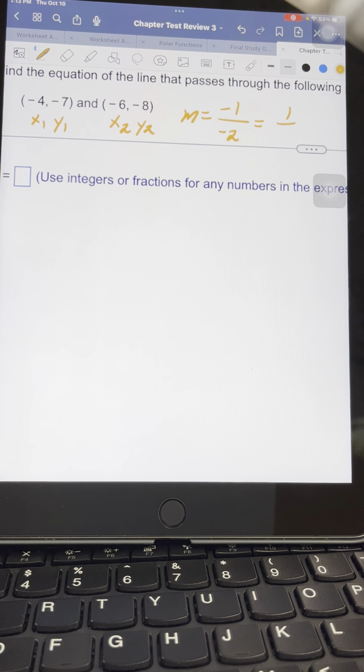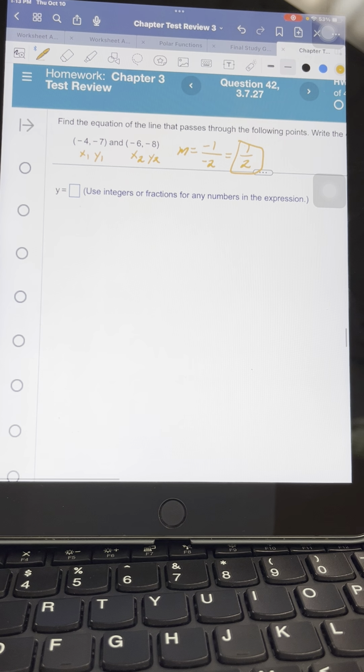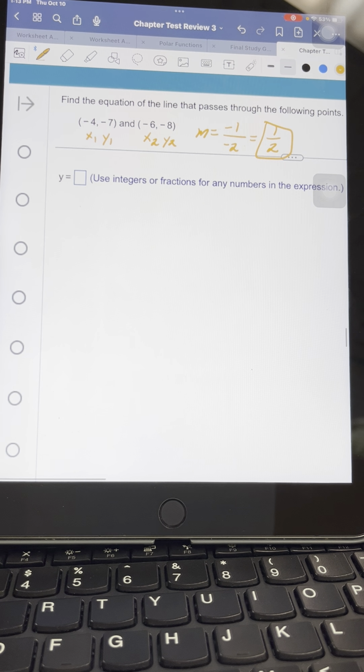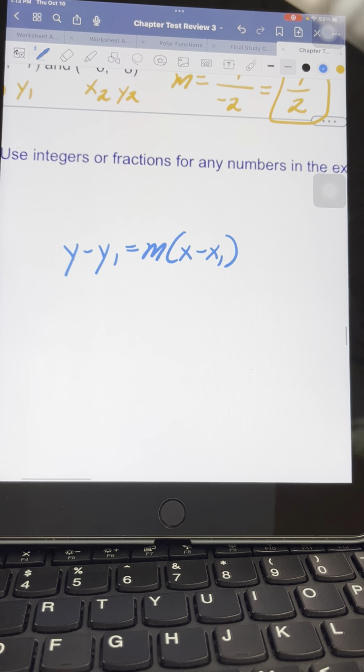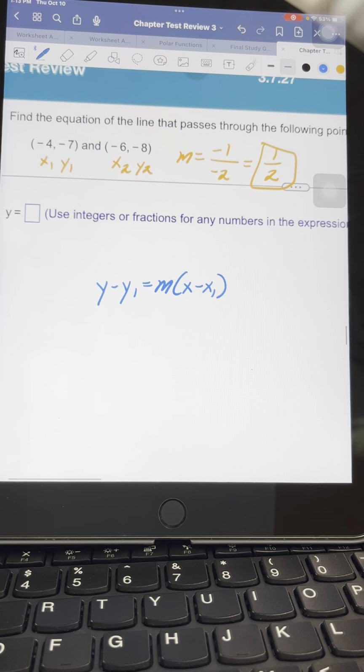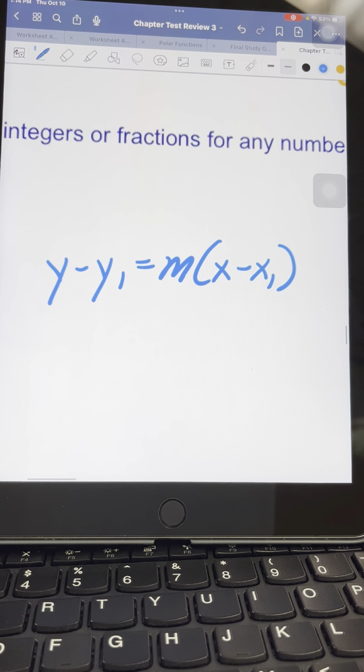Now, I have my slope. I don't have a y-intercept, so I'm going to put that into point slope form. y minus y1 equals m times x minus x1. Notice how I keep writing this down and not the slope, because we should all know slope, but I remember writing things down helps us to memorize and consolidate the memorization process.